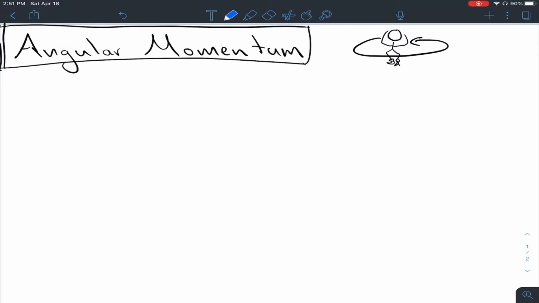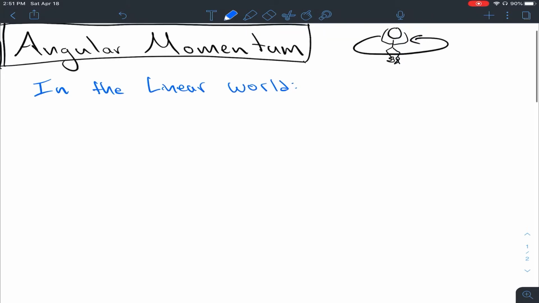Angular momentum is pretty similar to linear momentum. There's just a couple of key different variables that we'll be using when we calculate angular momentum. So first, let's talk about what momentum looked like in the linear world. When we looked at momentum in the linear world, we really talked about two main things, right? We talked about what is momentum, and then also we had this other thing called impulse.